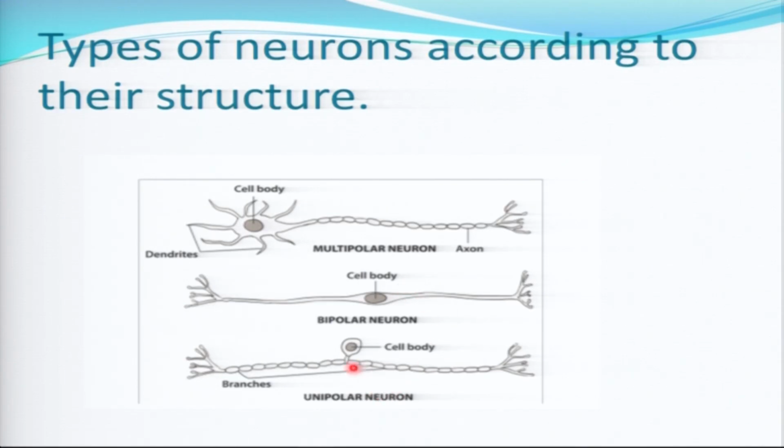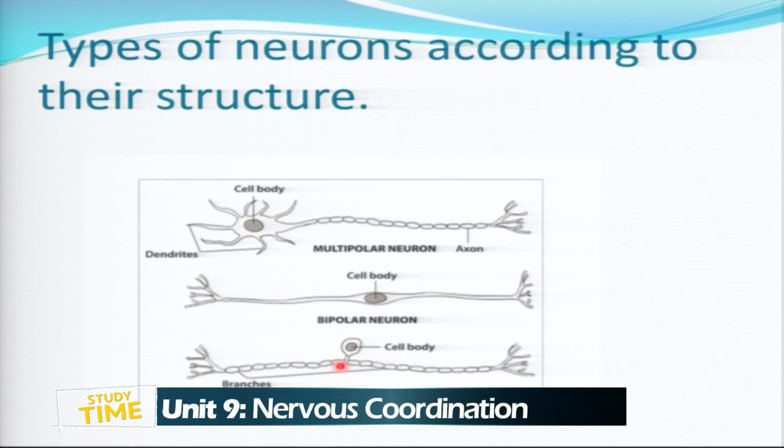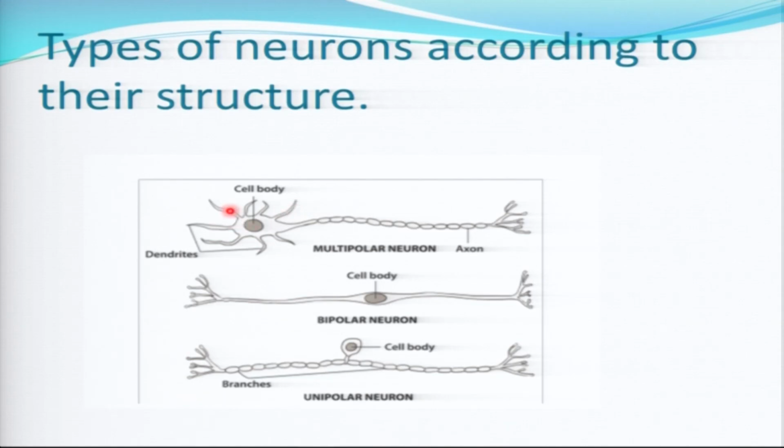So now we have also unipolar neuron. It has a single process, one process. You see, this is cell body, and then this is the axon. So we have this one process. And it has one dendrite. It is one. And those are terminal axons. So those are types of neurons according to their structure.